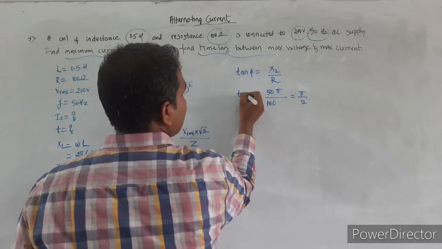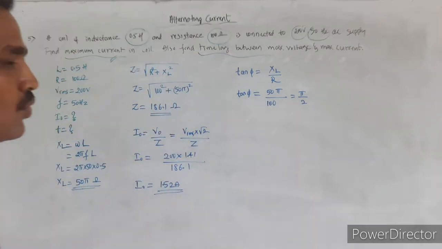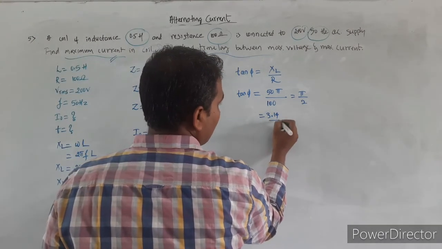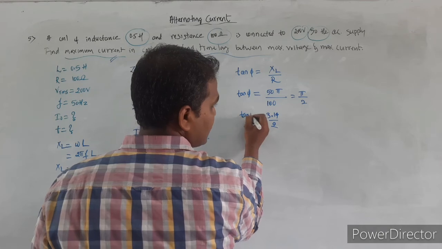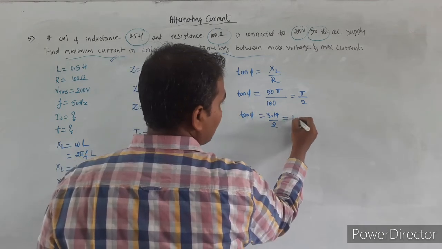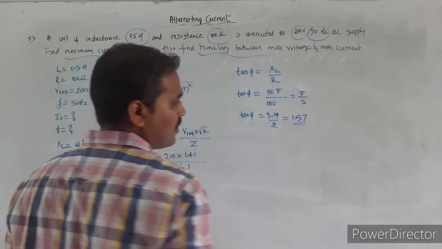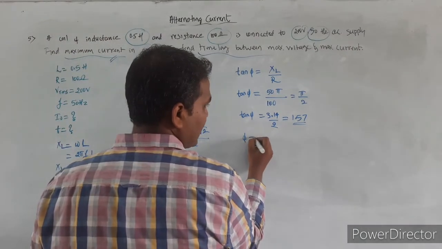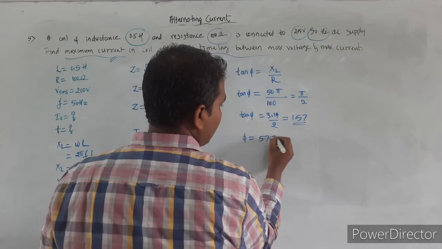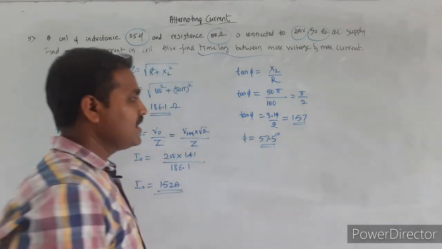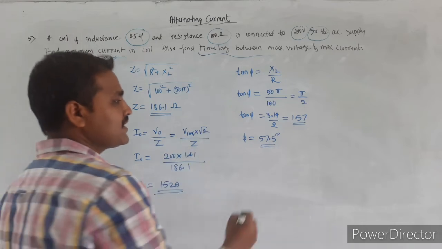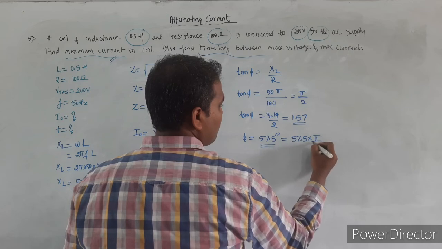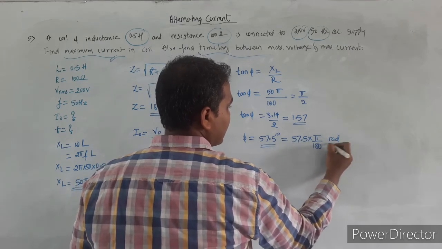Tan phi is equal to pi by 2, that is 3.14 divided by 2, which is equal to 1.57. By using the log table, I can get the value of phi is equal to 57.5 degrees. In terms of radians, I can write it as 57.5 into pi divided by 180 radians.